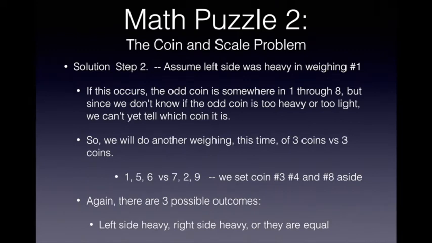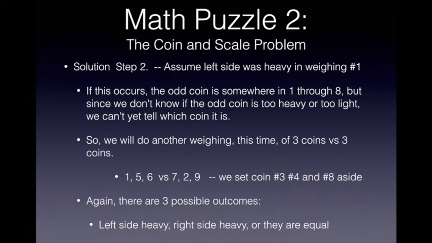All right, so let's assume that the left side was heavy on weighing number 1. Everything I'm going to talk about here, from here on out, works exactly the same as if the right side was heavy. You just reverse the logic. So we'll assume that the left side is heavy on weighing number 1.